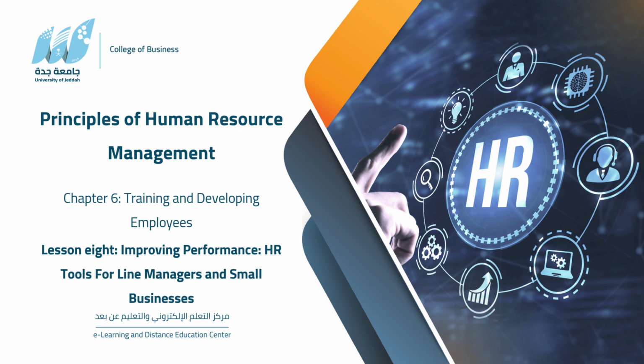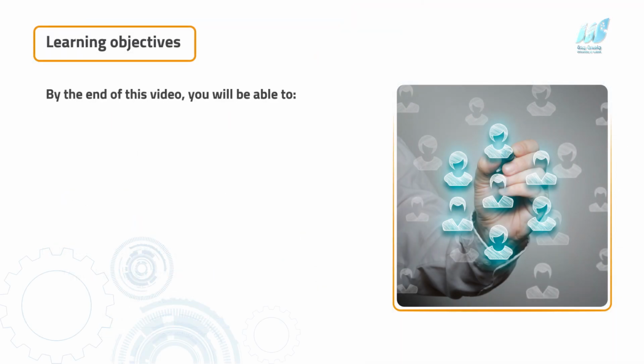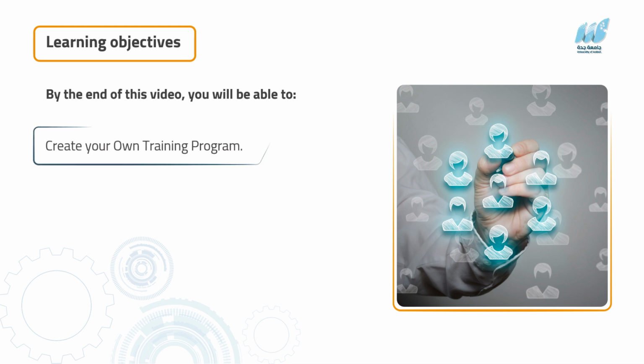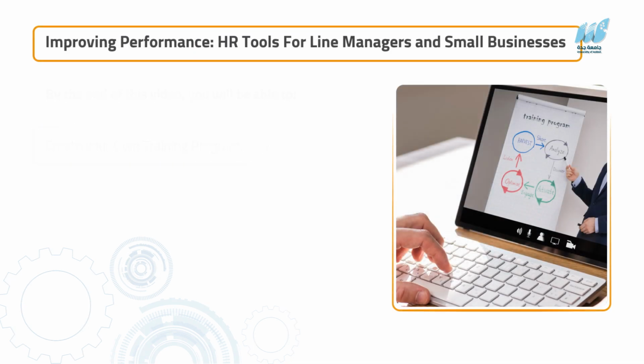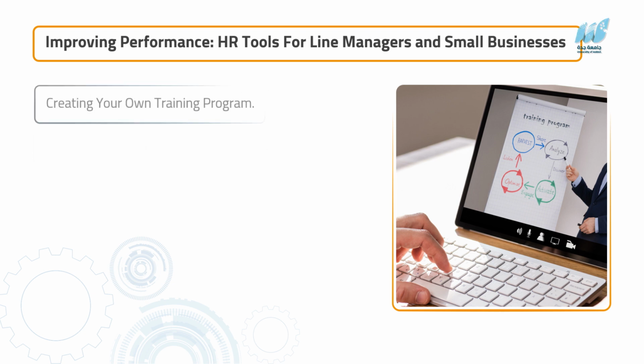In this video, we will talk about Chapter 6, Training and Developing Employees. Lesson 8, Improving Performance, HR Tools for Line Managers and Small Businesses. By the end of this video, you will be able to: 1. Create your own training program. Improving Performance, HR Tools for Line Managers and Small Businesses. Creating your own training program.